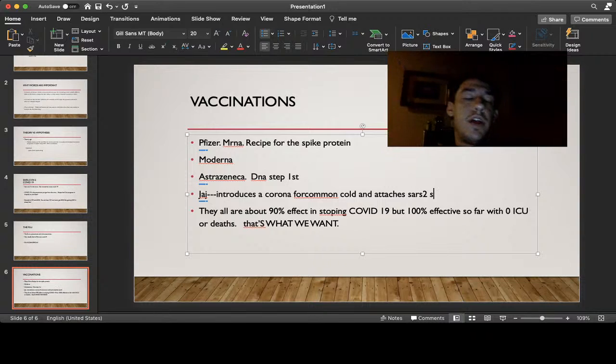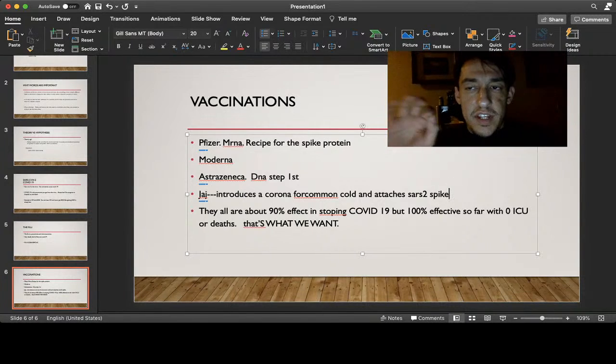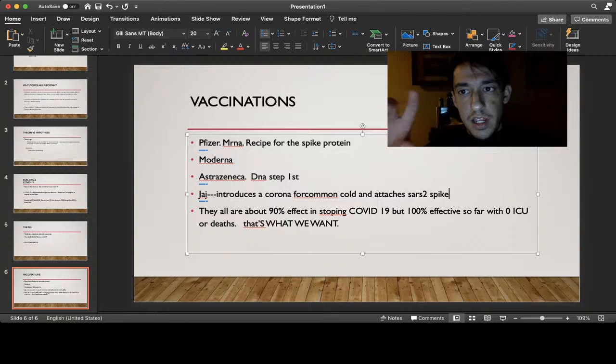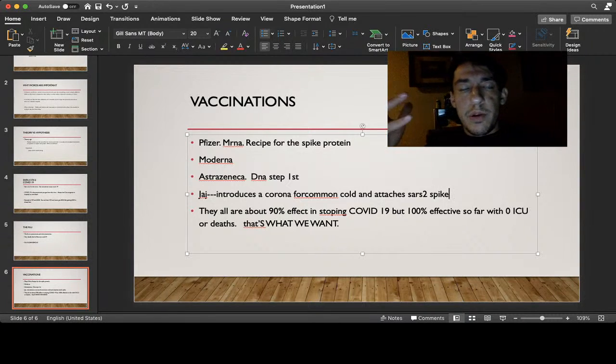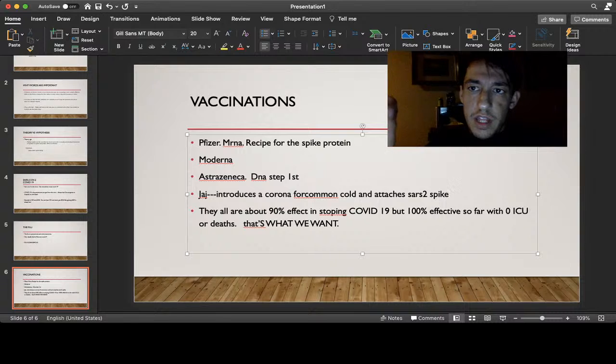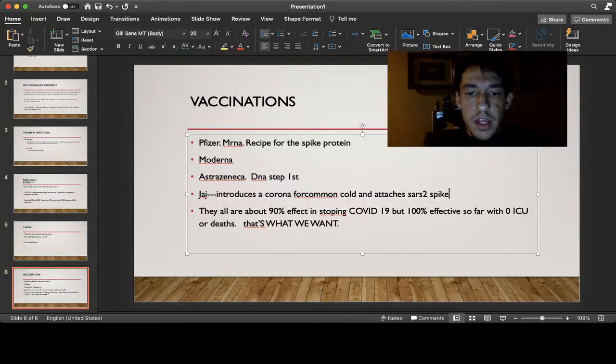So we basically just inject a virion in there. It doesn't have any DNA in it, so it can never replicate. It's just either old coronavirus, which causes common cold. Somebody mentioned to me it might have been adenovirus, which is a DNA virus, but it really wouldn't matter. All we did was have the spike protein stuck to it, so our body would recognize the spike protein and build antibodies toward it.